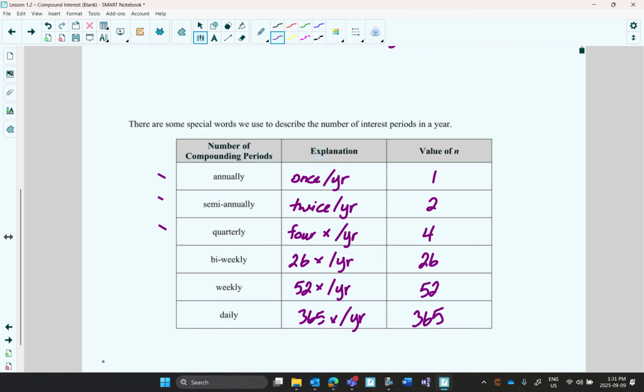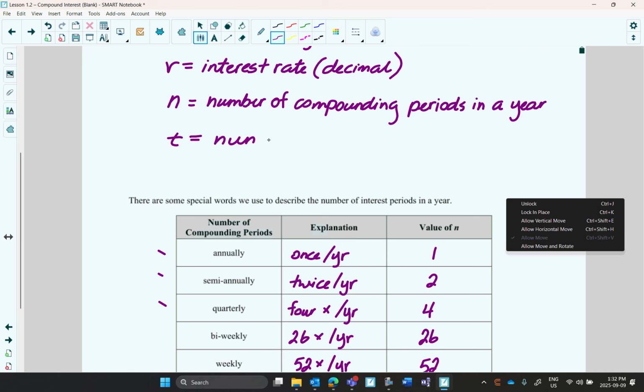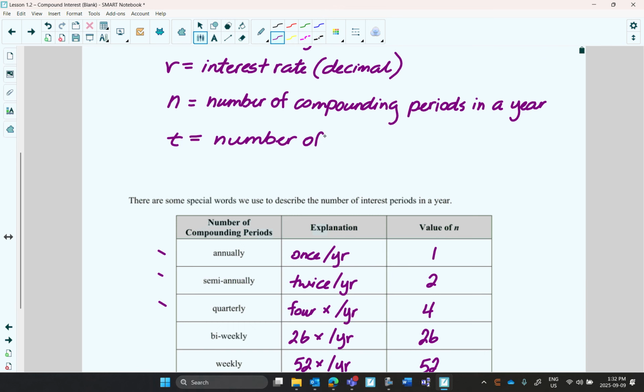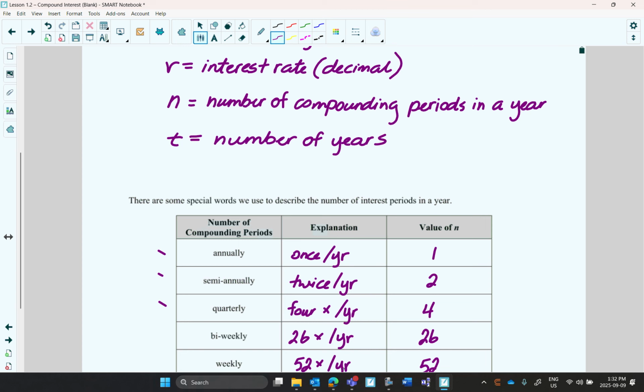And then finally, back up here for the formula, T is the number of years. Right? So it's really just a matter of recognizing which value is which variable and then doing proper order of operations when we calculate. So let's do a couple of examples with this formula.